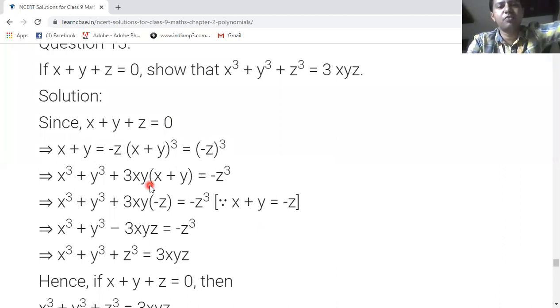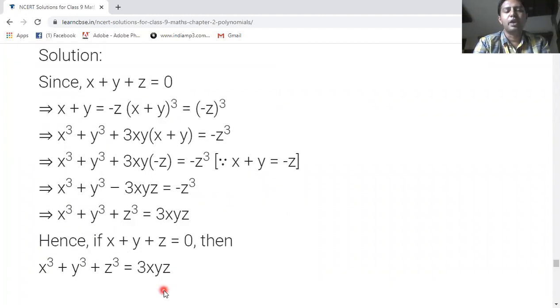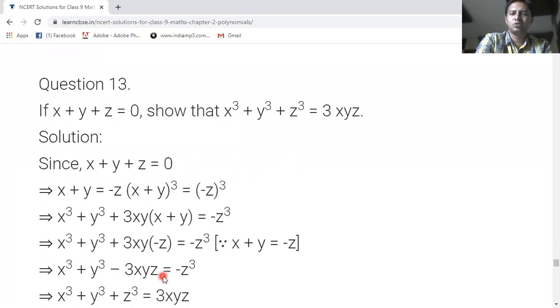So we'll apply the identity of a plus b whole cube here, that is a cube plus b cube plus 3ab into a plus b. After solving this, we'll get x cube plus y cube plus 3xy, and because x plus y is equal to minus z, we'll substitute it as minus z. That is minus 3xyz is equal to minus z cube, and minus z cube and 3xyz transpose from left hand side to right hand side and right hand side to left hand side. This will give you x cube plus y cube plus z cube is equal to 3xyz. Hence, if x plus y plus z is equal to 0, x cube plus y cube plus z cube is equal to 3xyz. Very simply, we can solve this question using this identity.